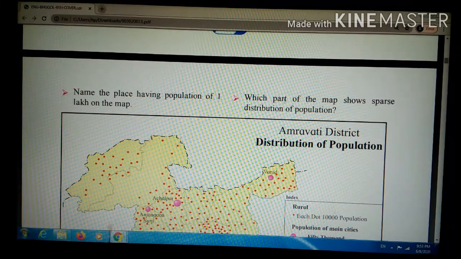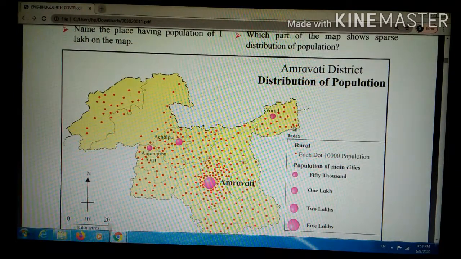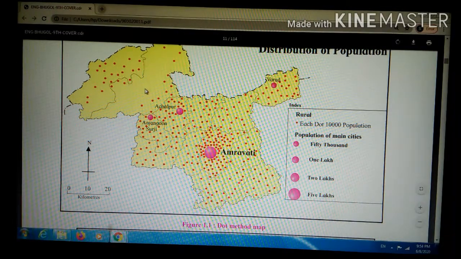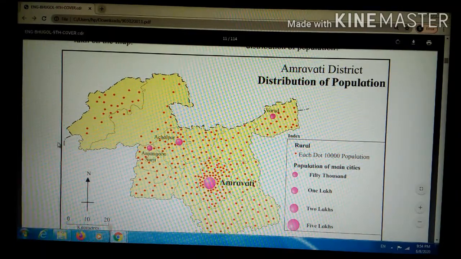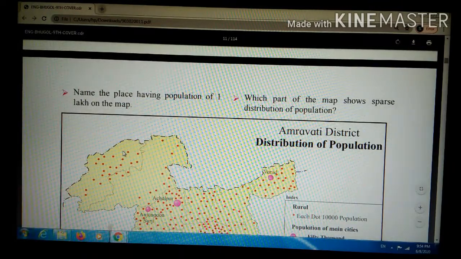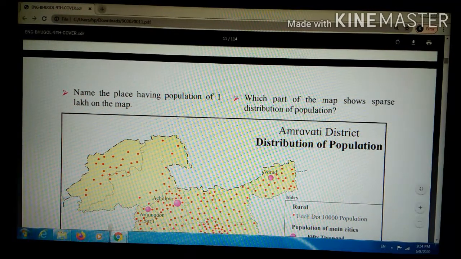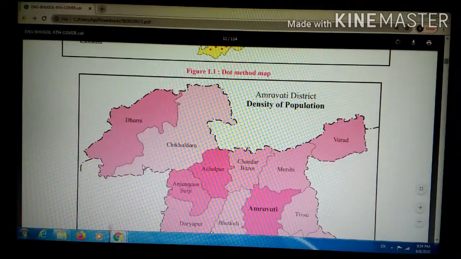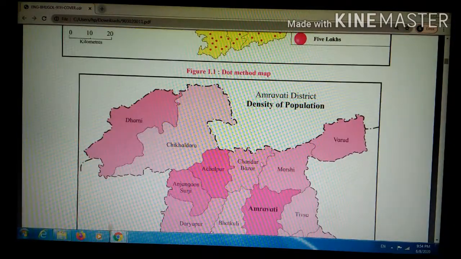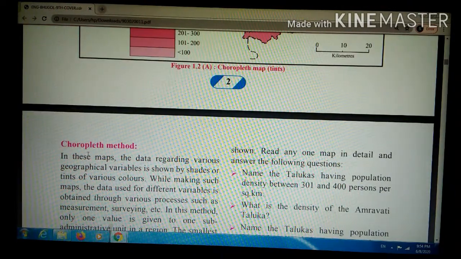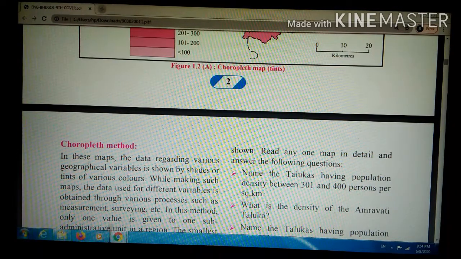Third question: which part of the map shows sparse distribution of the population? See in the map, upside is north, and here the west side, it means northwest. This side has the sparse distribution of population. The answer is the northwest side of Amravati. Now see, the next map is again given. We will see in our next part the chloropleth method.